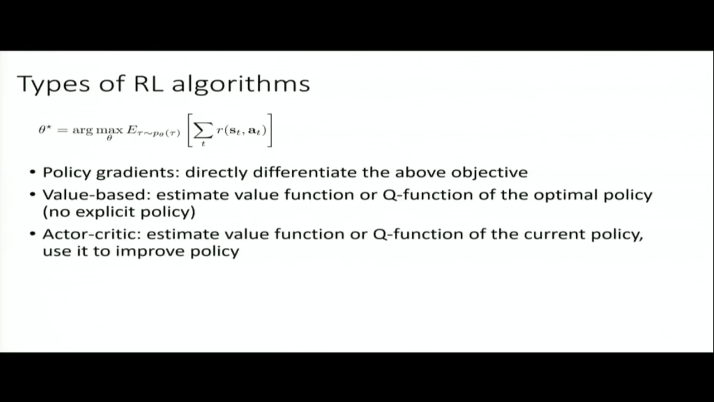Actor-critic methods do a little bit of both. So actor-critic methods will estimate a value function or Q function and then use it to compute gradients for a policy. So you can view actor-critic methods as being basically policy gradient methods plus value function estimation.